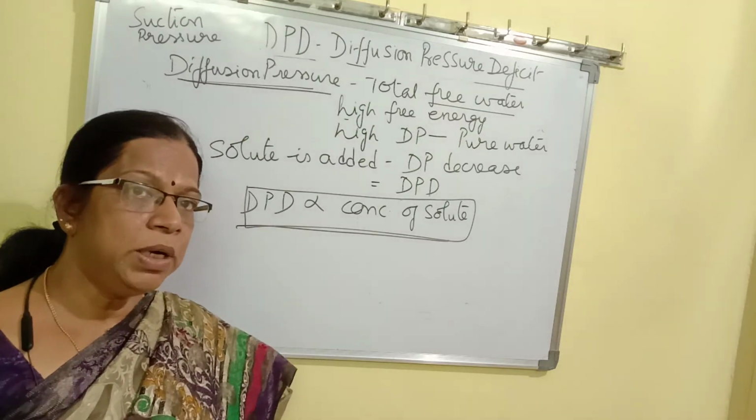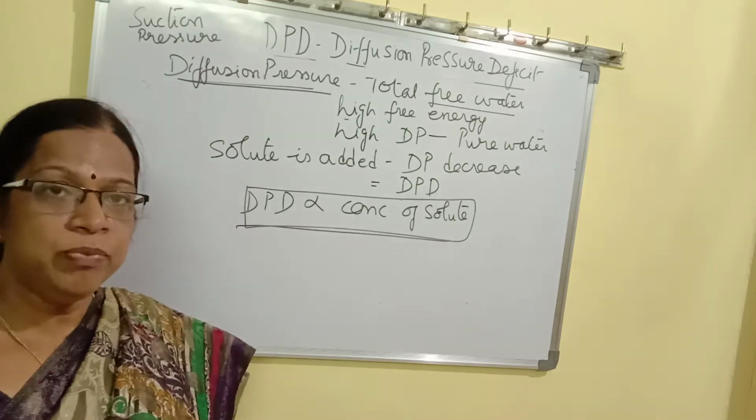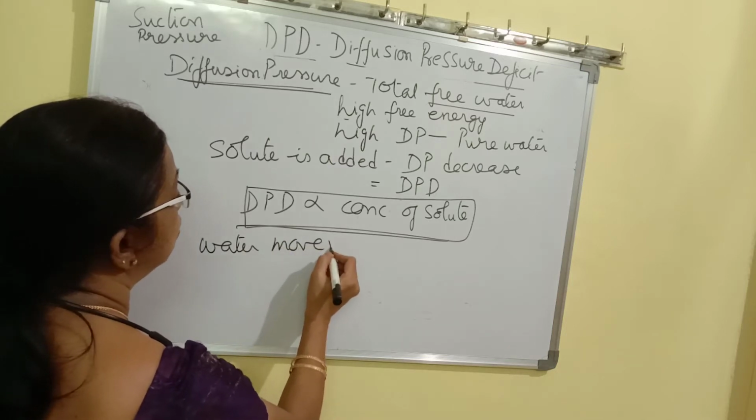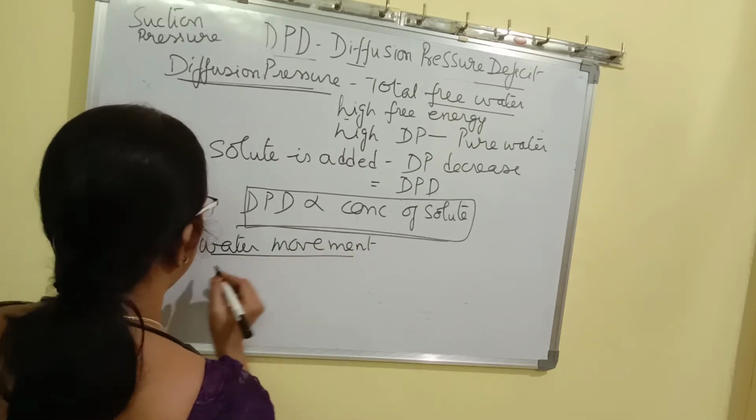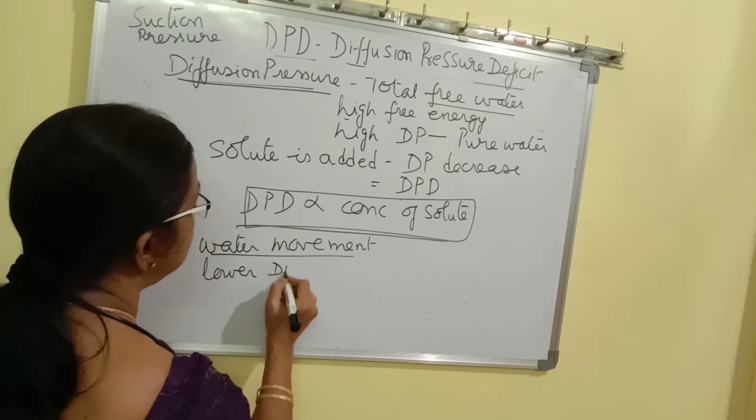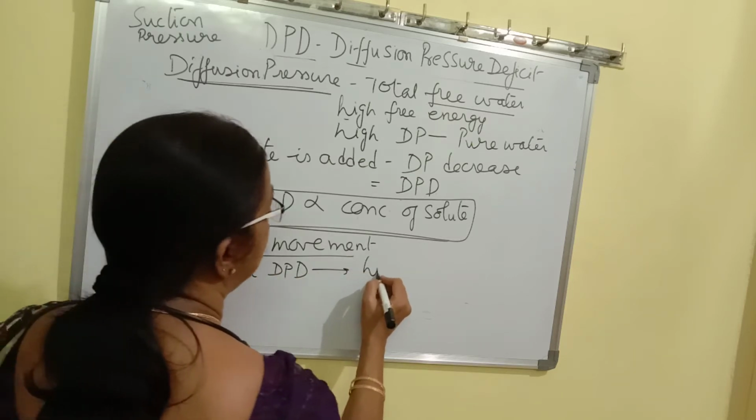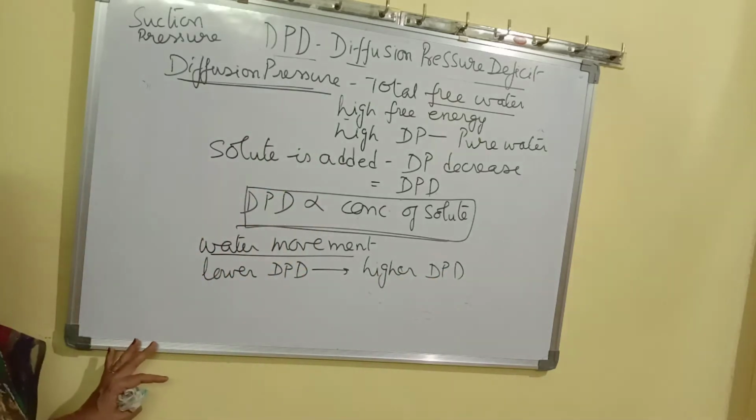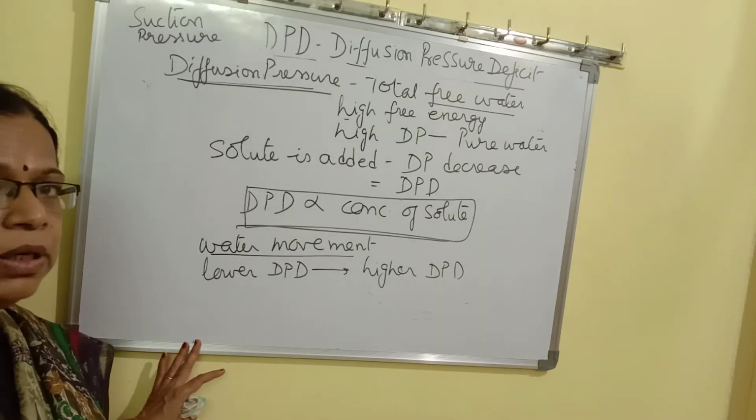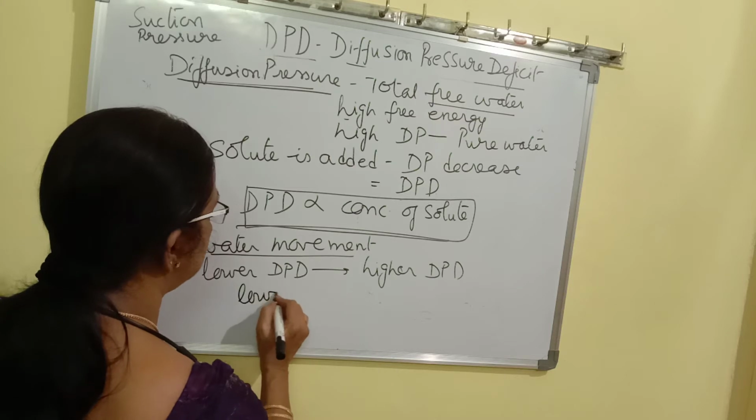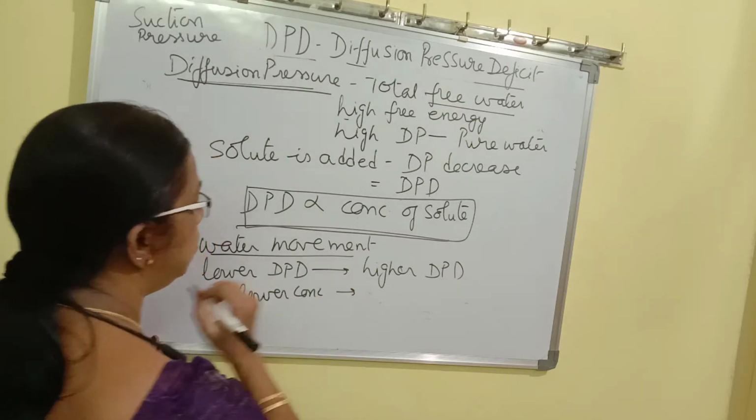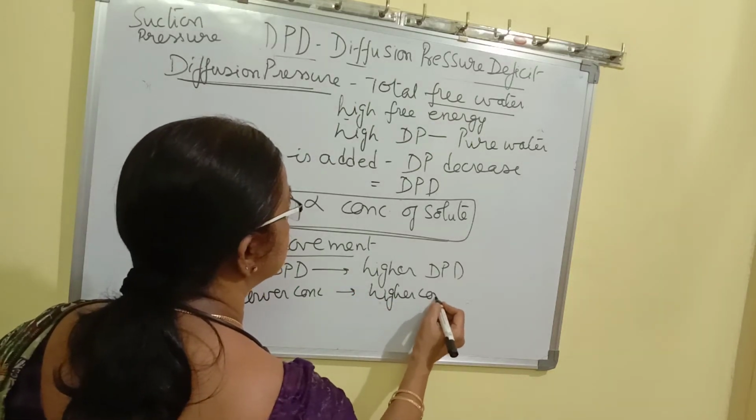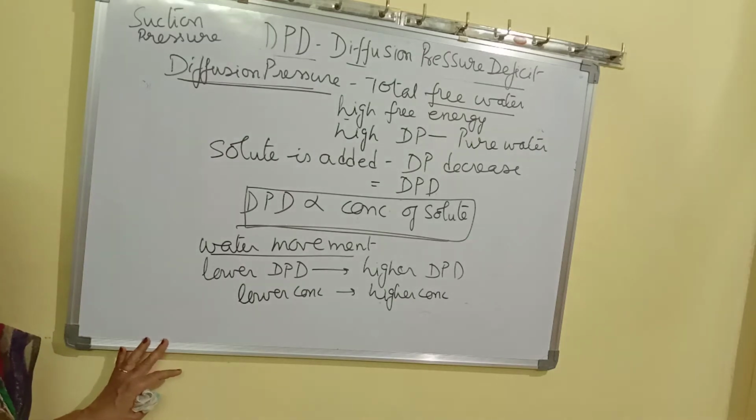So when we take the movement of water in terms of DPD, water always will move from lower DPD to higher DPD. Lower DPD means lower concentration. Lower DPD is lower concentration to higher concentration. Water will move from lower to higher concentration.